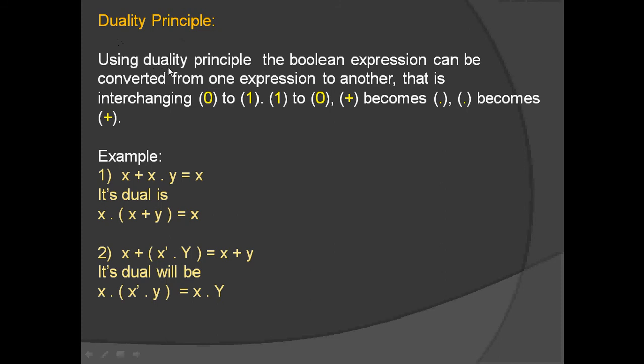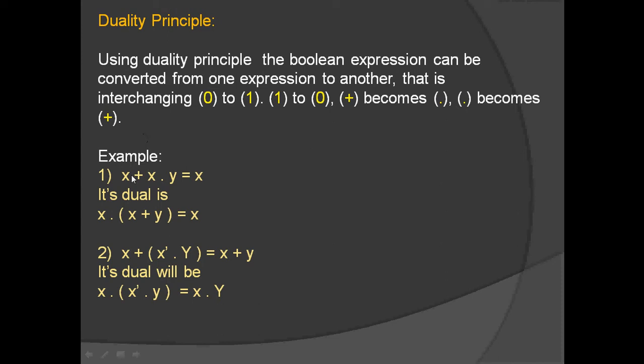Now by using the duality principle, the Boolean expression, we have already seen Boolean expressions in the previous videos, can be converted from one expression to another expression, that is, interchanging the value 0 to 1, 1 to 0, and plus, that is the logical OR operator, will become AND, that is dot, and AND will become OR. We have already seen changing the values and then the operators in De Morgan's theorem, right? So similar to that it is in the duality principle.